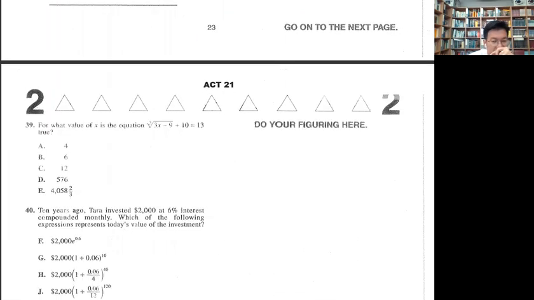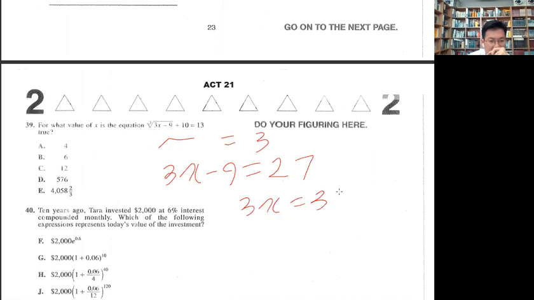Value of x is this, true. Simply subtract 10. So radical is 3. And then if we cube this, so 3x minus 9 equals 27. So 3x equals 36.